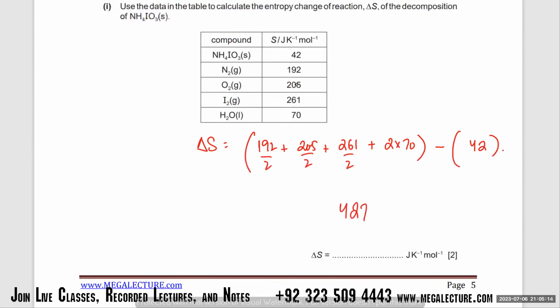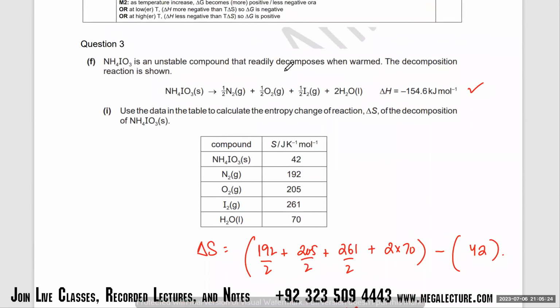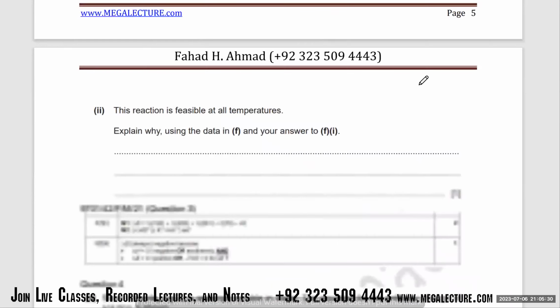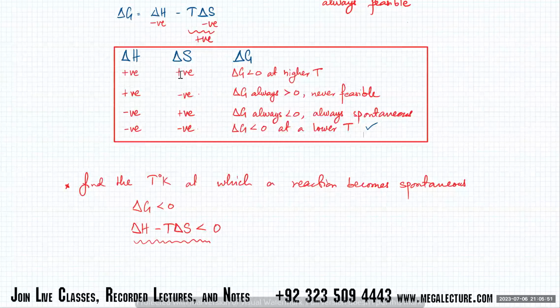And it's in joules, right? So it's positive, and we could have guessed that it's positive because a lot of gases are produced in the products. So delta S is positive, and delta H is negative. He's saying prove that it's feasible at all temperatures. So delta H negative, delta S positive. Which one is always spontaneous? It's this one: delta H negative, delta S positive.